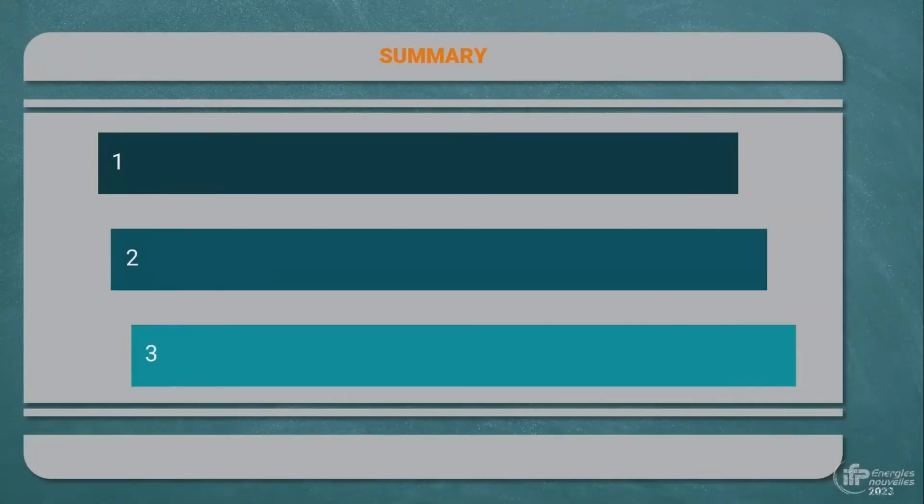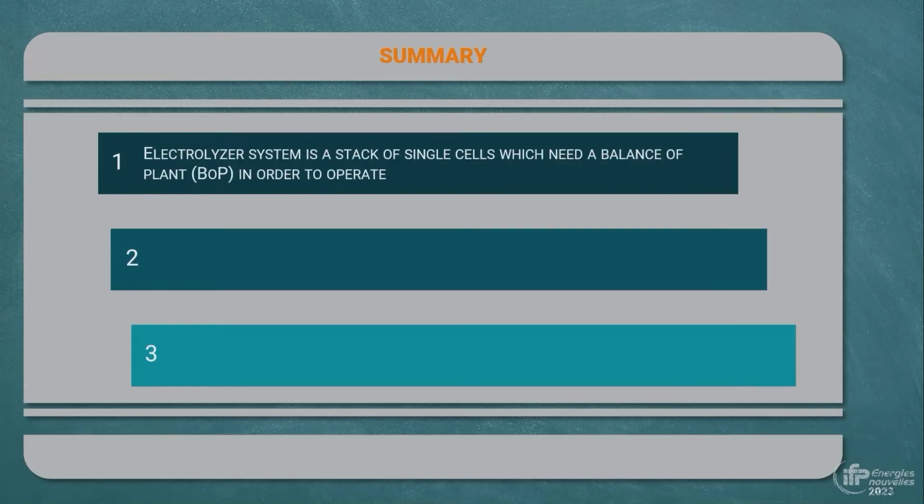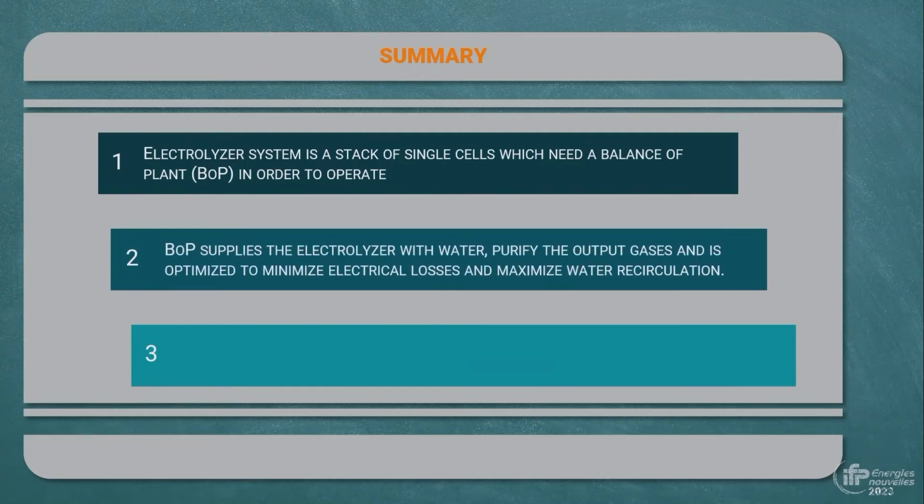To finish, please remember, an electrolyzer system is a stack of single cells which needs a balance of plant in order to operate. Each electrolyzer technology, alkaline, PEM and high temperature, requires a suitable balance of plant that supplies the electrolyzers with pure water and purifies at the end the output gases. It must be optimized to minimize electrical losses and maximize water recirculation.